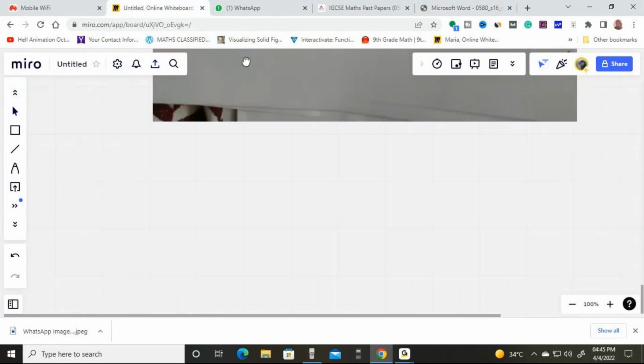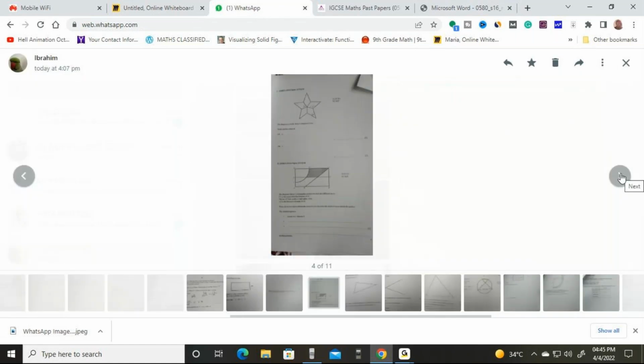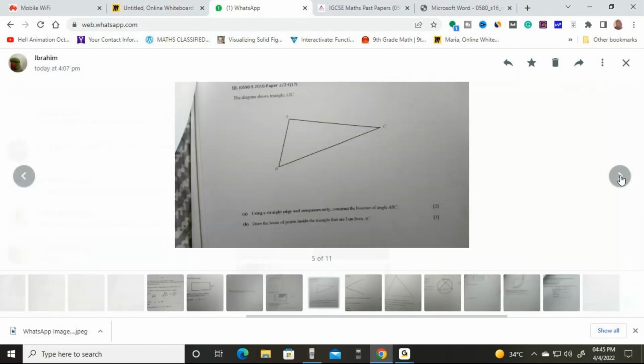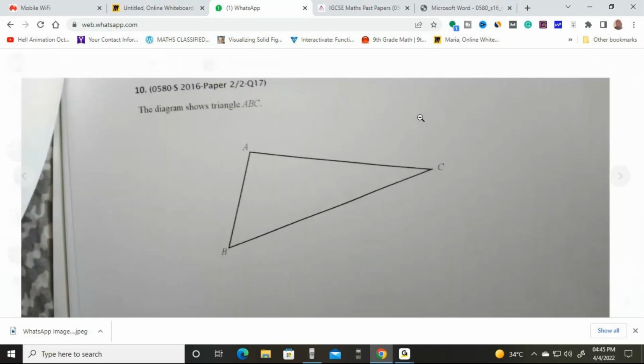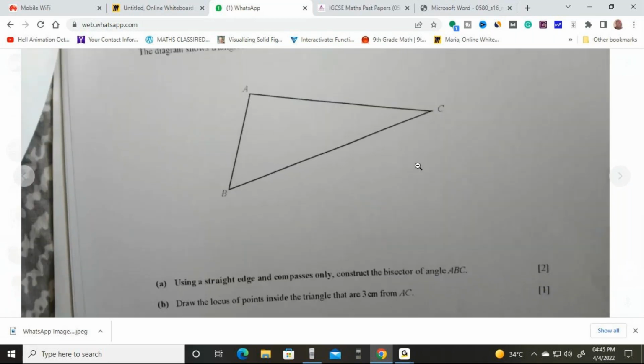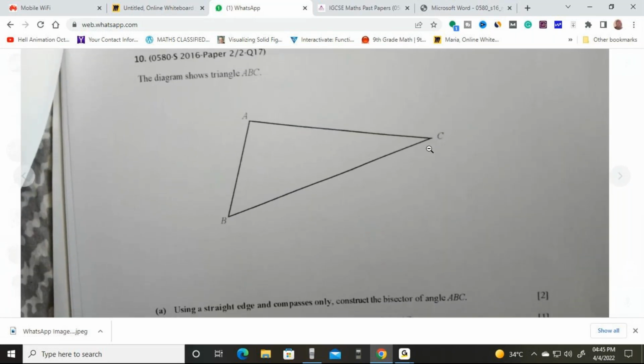All right, now we go to the next question. The next question is this. So what is the issue you're having in this question? I think it's the second part. You have been given here a triangle ABC.